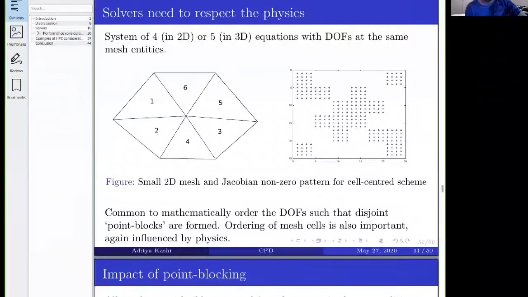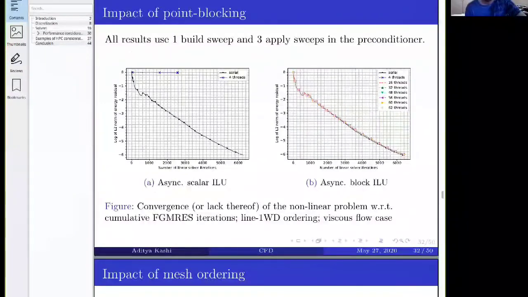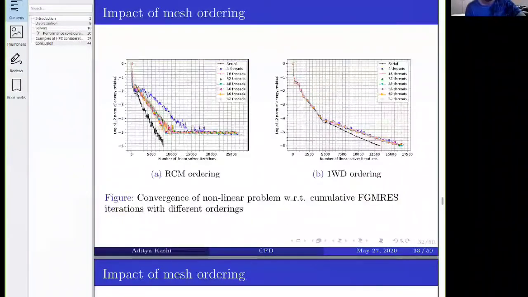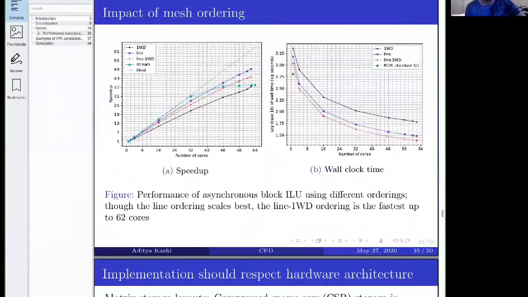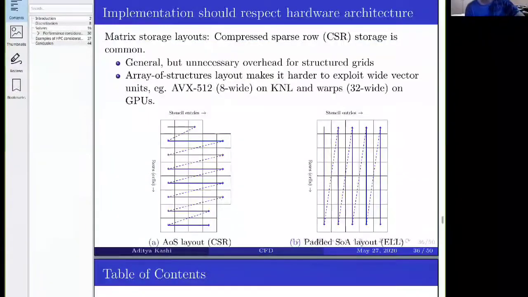Also, the ordering of the cells is important. In this case, it's some random ordering, right? 1, 2, 3, 4, it's random. But typically the ordering of the cells is also important, and many times, if it's dictated by the physics, we can get a very efficient solver. This is essentially some numerical tests that illustrated that, but I'll skip through this. They're essentially evidence that these things matter, the mesh ordering and the point blocking.